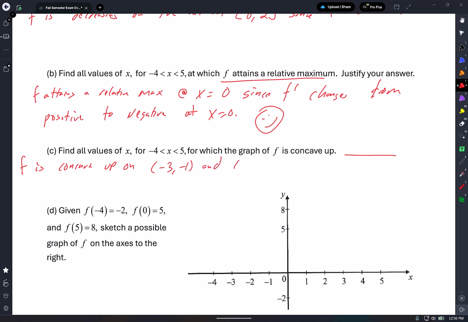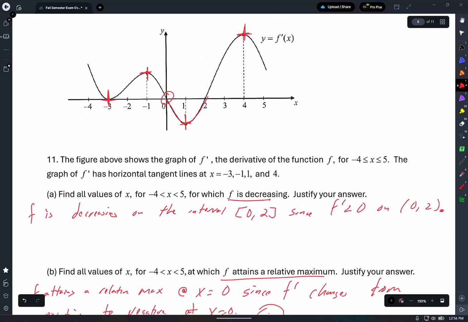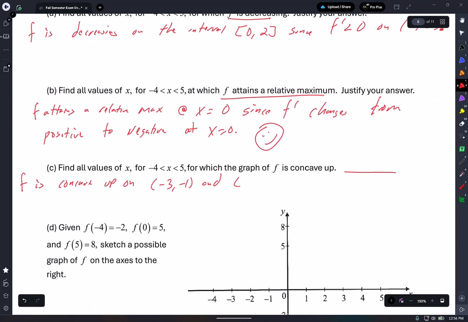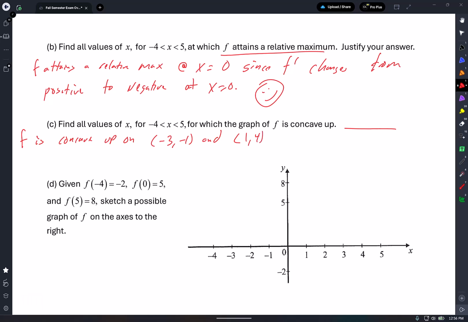And if you use the union, I guess that's fine, but I'd like to just use regular English here. From 1 to 4, since f prime is increasing on these specific intervals. All right, there it is.